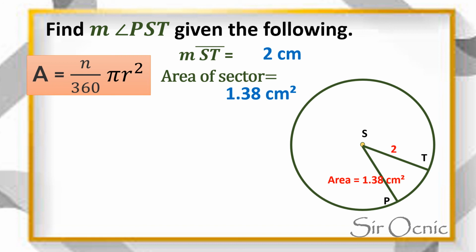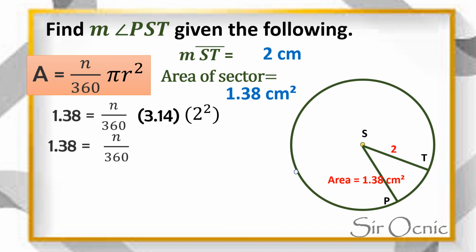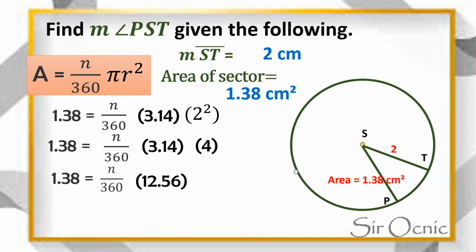Substituting these values to the formula of the area of the sector, you will arrive at 1.38 is equal to n over 360 times the value of pi, which is 3.14, times the square of r, which is equal to 2 squared. Simplifying the equation, that would be 1.38 equals n over 360 times 3.14 times the square of 2, which is 4. 4 times 3.14 is equal to 12.56.